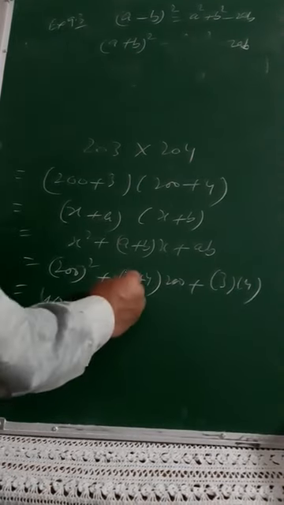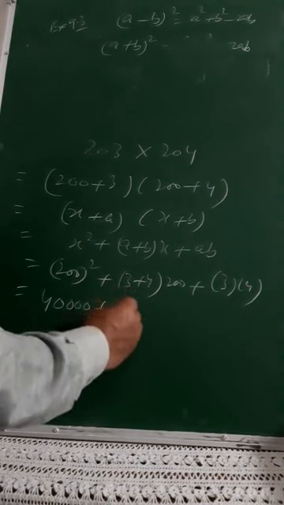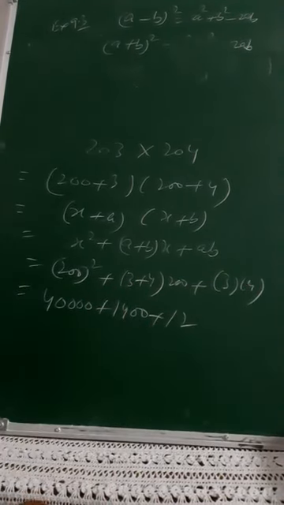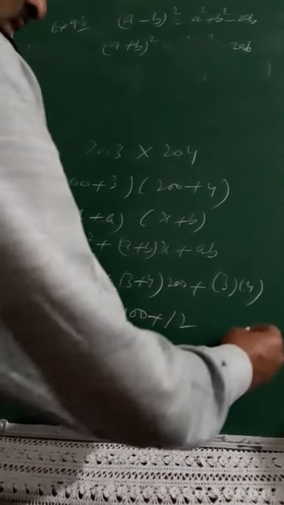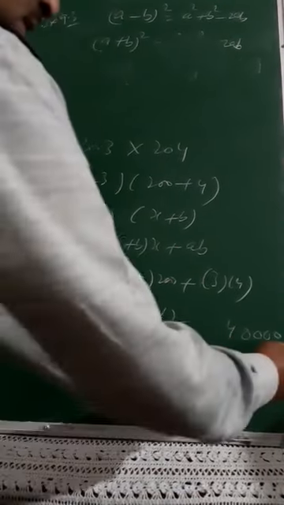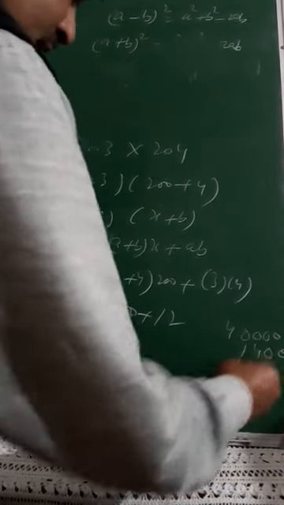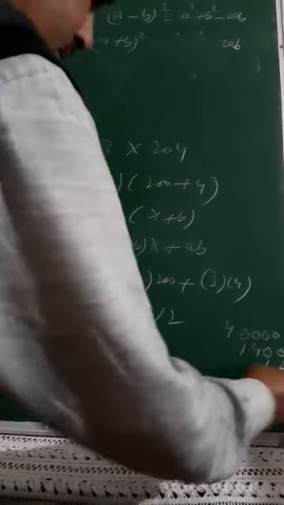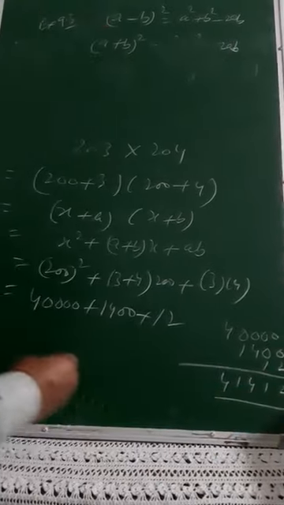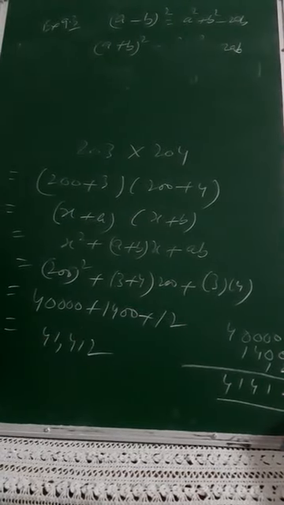Then here also 3 plus 4 is 7, and 7 into 200 is 1400. And plus 3 fours are 12. And do not try to be in a hurry at the finishing time. Please write the answer from right to left. Add these terms properly. Otherwise, mostly I have seen students committing mistakes over there. So you see, your answer will be 40,000 plus 1400 plus 12, that is 41,412 for this product.